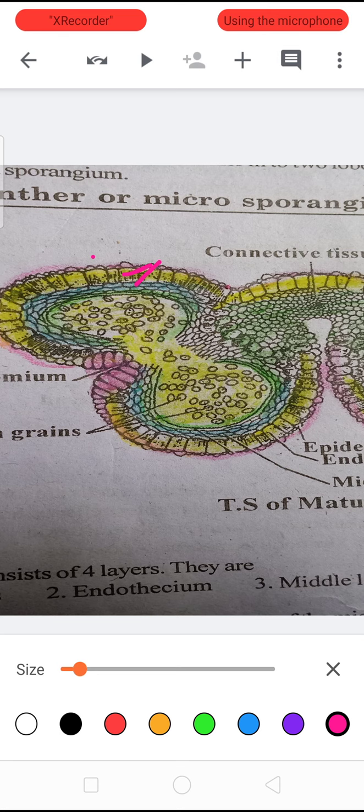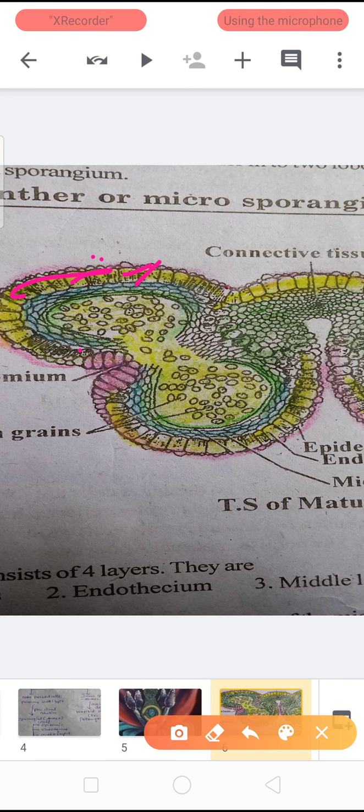Beneath the epidermis, endothecium is present. It is a single layer of cells. These cells are large in size and do not have intercellular spaces. These cells are made up of cellulose and alpha cellulose.